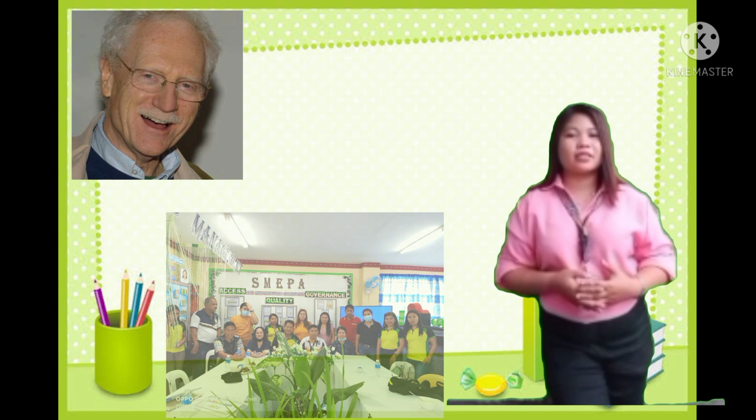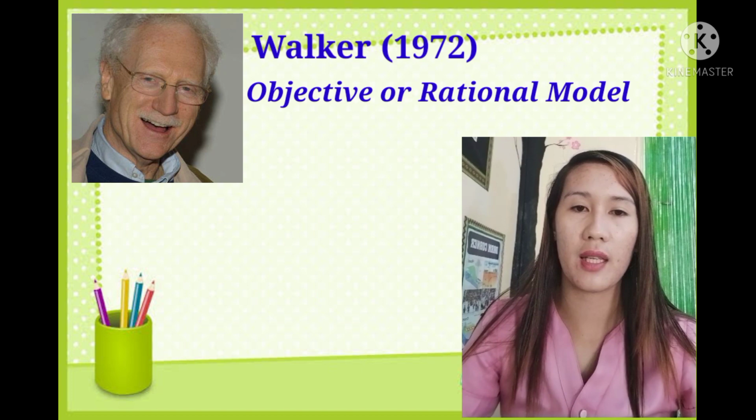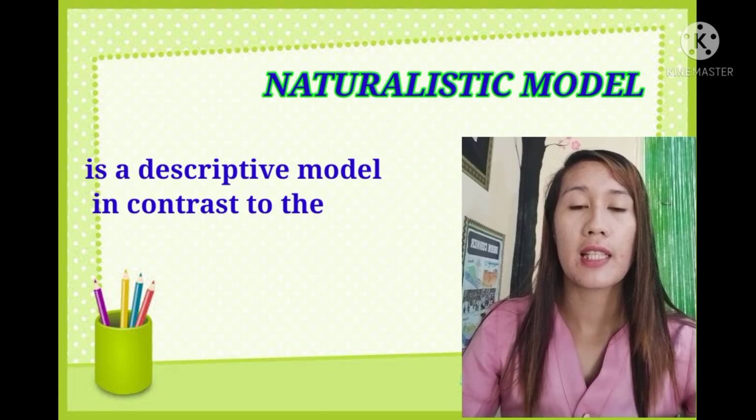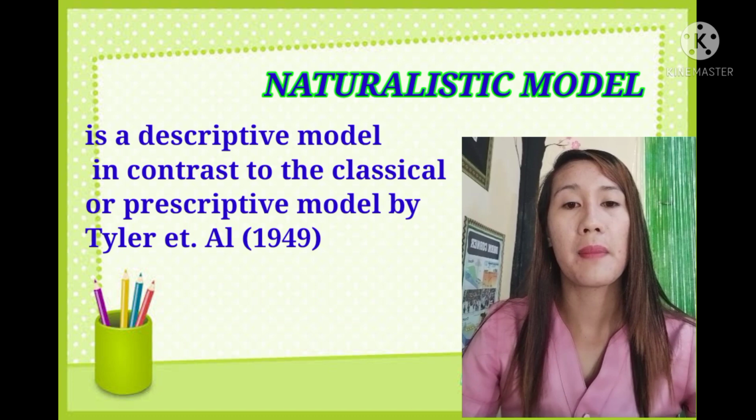Walker, in 1972, felt that the objective or rational model was unsuccessful. So, he devised a model called the naturalistic model. The naturalistic model is a descriptive model, in contrast to the classical or prescriptive model by Tyler in 1949.